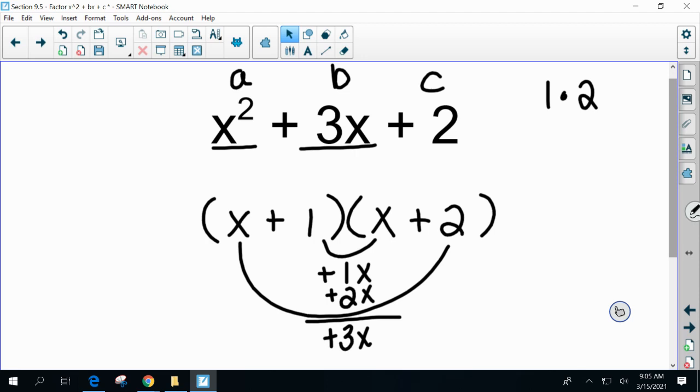Now you're eventually going to get really good at this, hopefully, to where you could do this part in your head, like check it in your head really quick and not have to write down your checking process, okay?